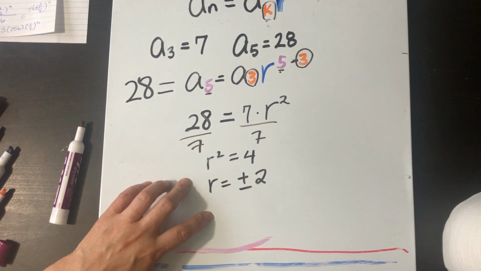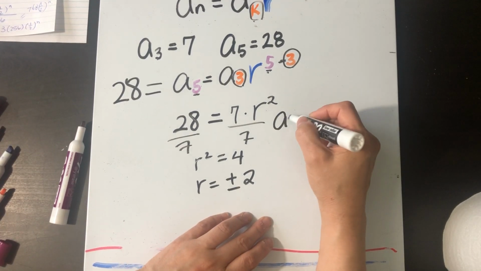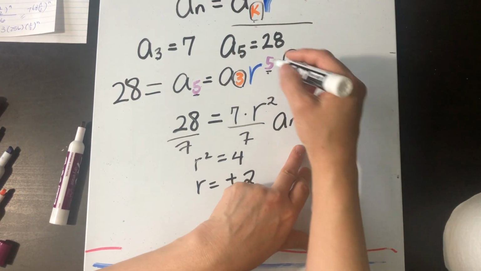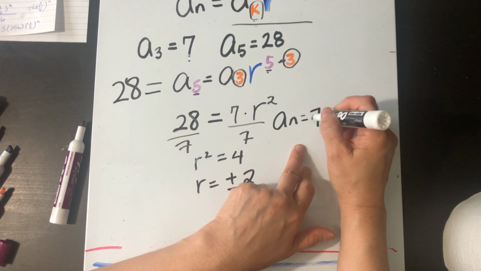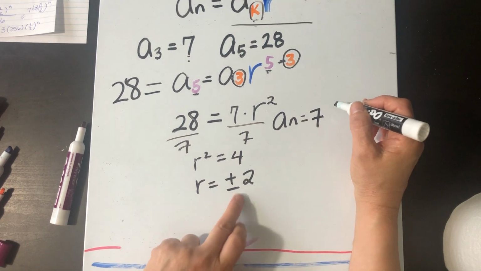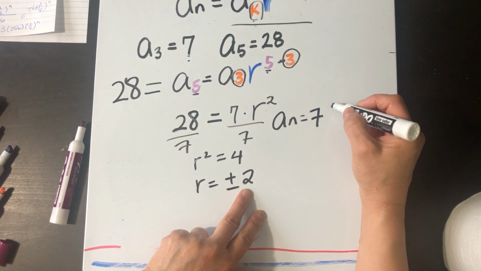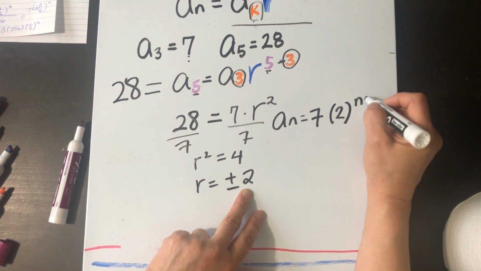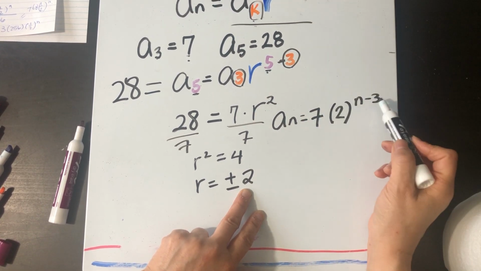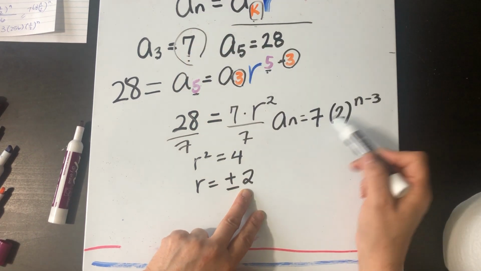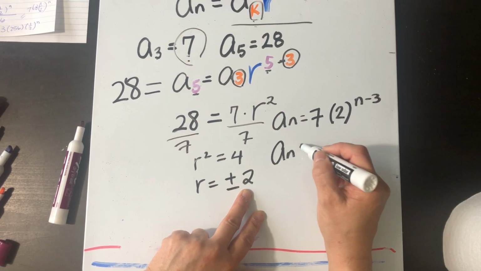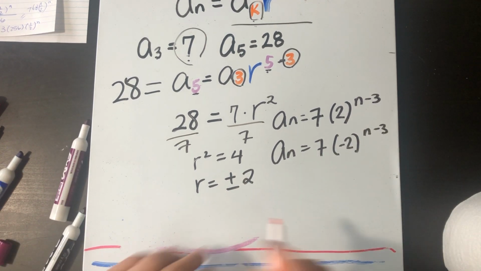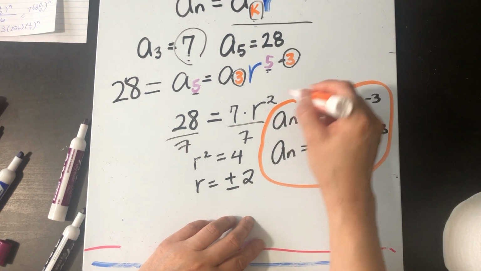So the answer will be, you have 2 answers. An equals, so we are still going to use this formula: 7, which is the first one, times 2, because we got r is 2. For the first one I'm just going to use the positive one, that's going to be 2 to the n minus 3. Remember, this third term was 7. The other one is an equals 7 times negative 2 to the n minus 3. So that's the answer. These two are the answer.